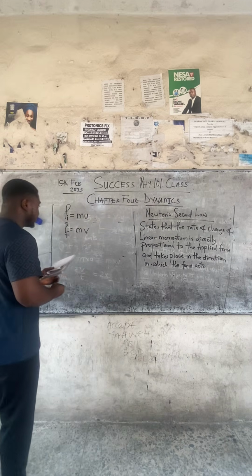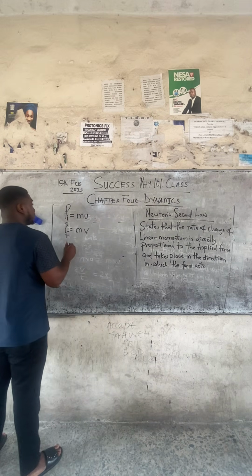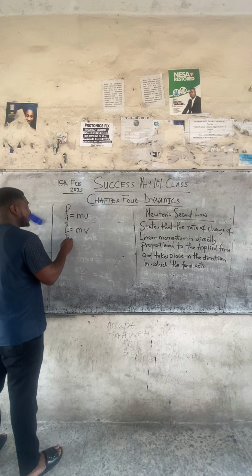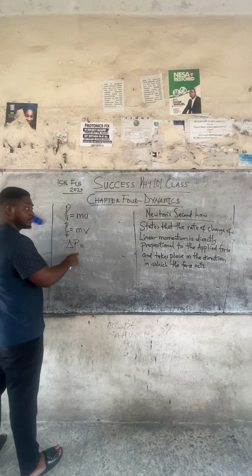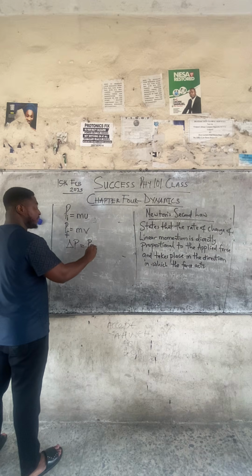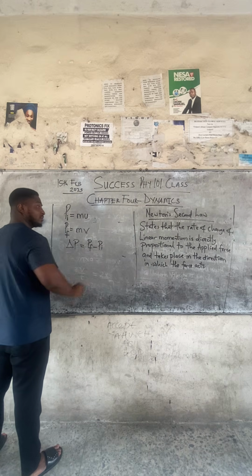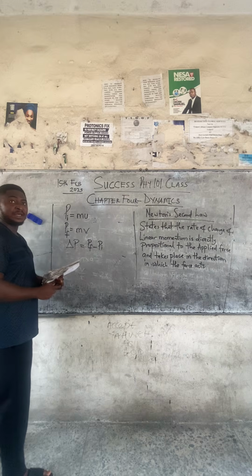The question says the rate of change in momentum, therefore, delta P means change in momentum, which is final momentum minus initial. Change in momentum is final momentum minus what?